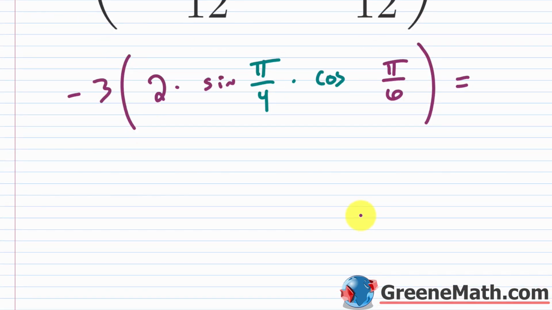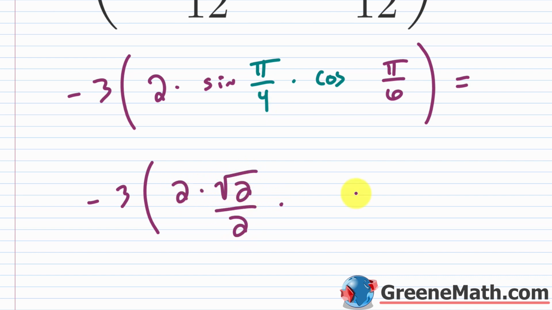You would say that this is negative 3 times, you have your sine of pi over 4. So pi over 4, again, is 45 degrees. And for the sine of 45 degrees or the cosine of 45 degrees, it's square root of 2 over 2. So this is 2 times square root of 2 over 2, and then times the cosine of pi over 6. So pi over 6 is 30 degrees, and the cosine of 30 degrees is the square root of 3 over 2. Let me close this down, and we'll keep going.